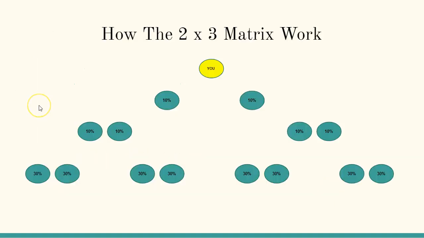So let's talk about the 2x3 matrix and how that works. One of the things we're doing a little bit different, we've shortened up the matrix here, a small 2x3, and we're going to pay at every level. Most of the cyclers, they don't pay on level 1.